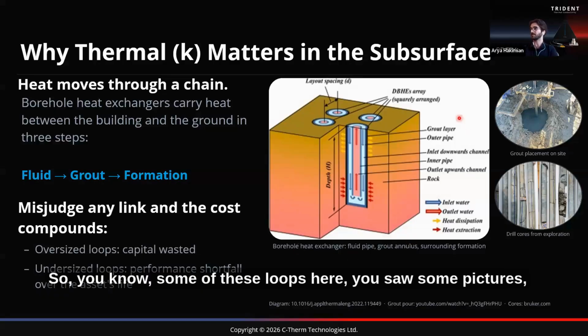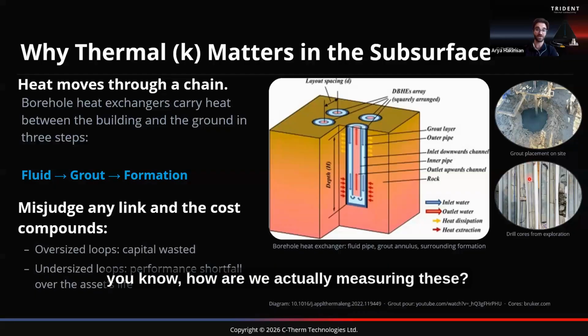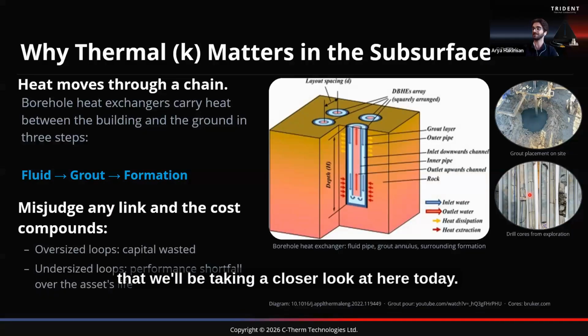So, some of these loops here, you saw some pictures like this is some of the grout that's placed, that geothermal grout in some of those systems. Again, the big thing that we'll take a look at is, how are we actually measuring these? A lot of these cores are removed for testing, not just for thermal conductivity, but thermal conductivity being one of the important aspects here in terms of performance that we'll be taking a closer look at here today.